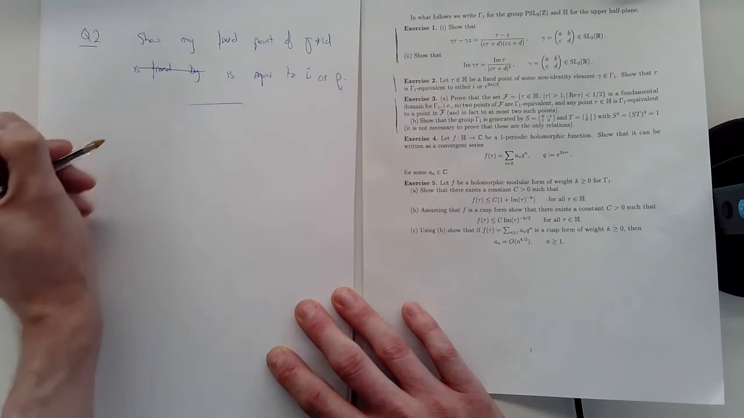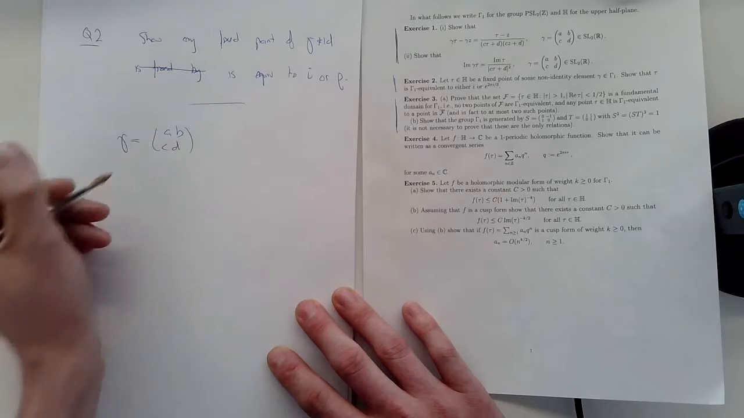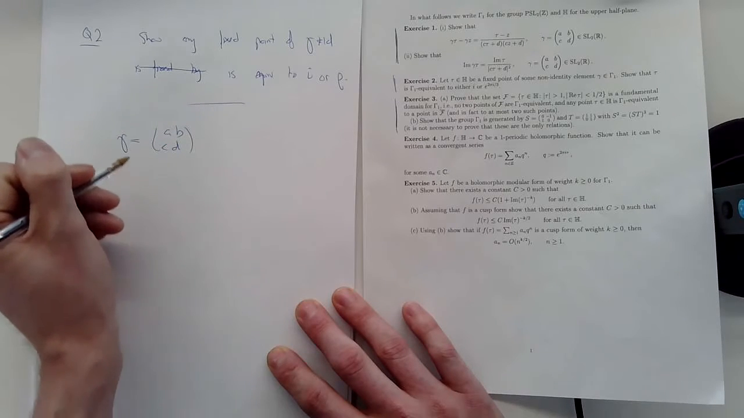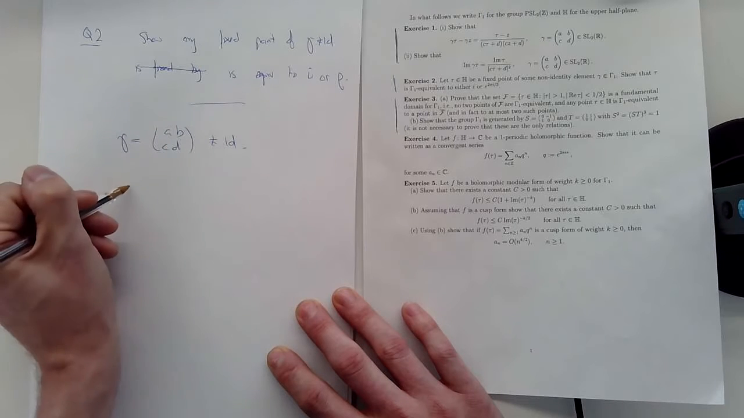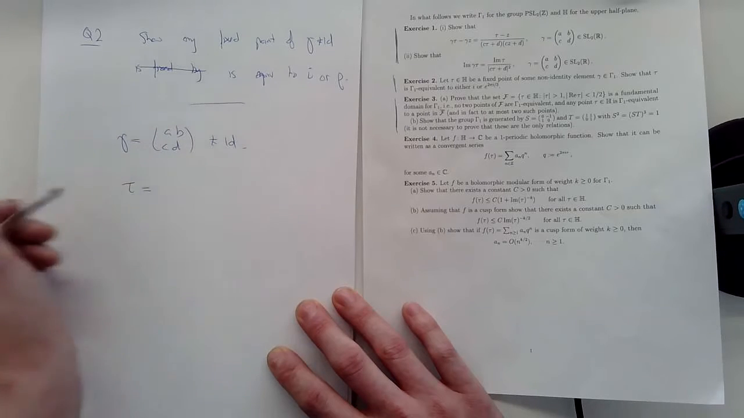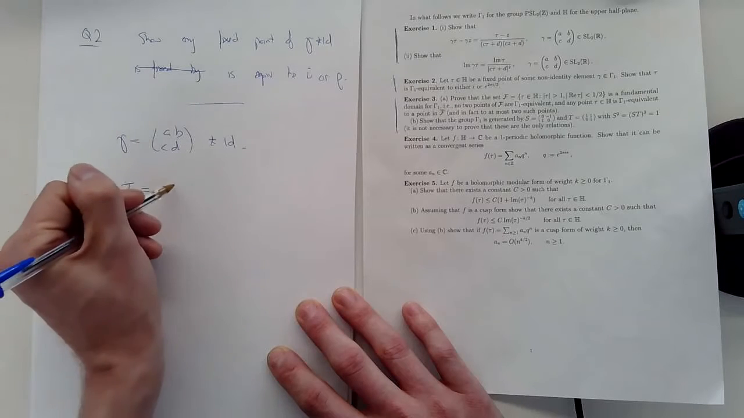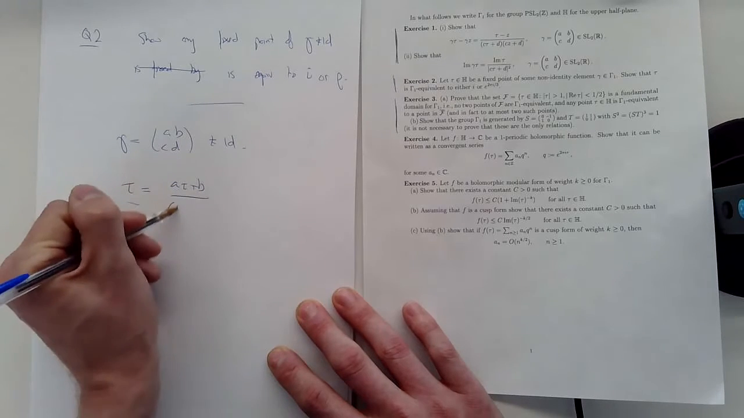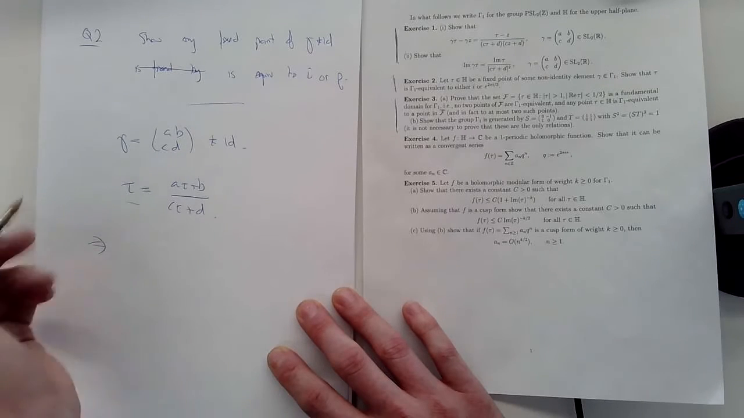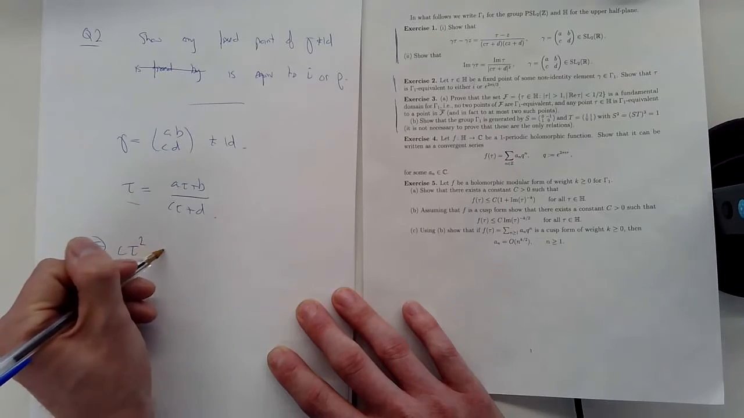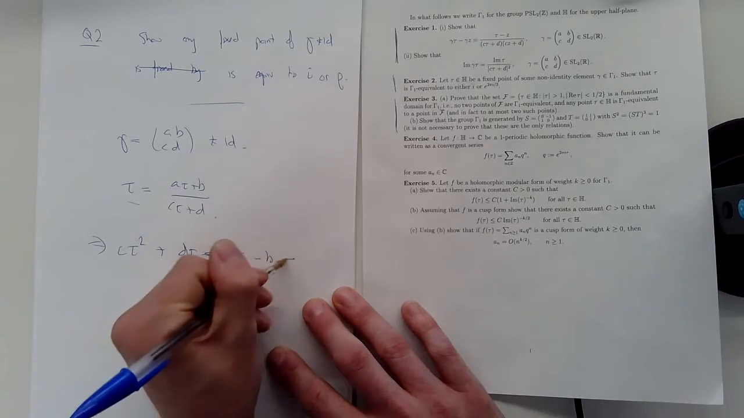So let's take a matrix gamma, (A, B, C, D) as usual, and we're asking this matrix, which is not the identity, to have a fixed point for this action. So we require that tau is equal to the image under gamma of tau, so it's equal to (A tau plus B) over (C tau plus D), which rearranging gives, say, C tau squared plus D tau minus A tau minus B equals 0.